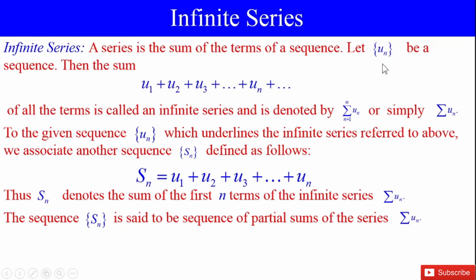Let un be a sequence, then the sum u1 plus u2 plus u3 plus ... plus un up to infinity of all the terms is called an infinite series and is denoted by sigma n equal to 1 to infinity un, or simply sigma un.